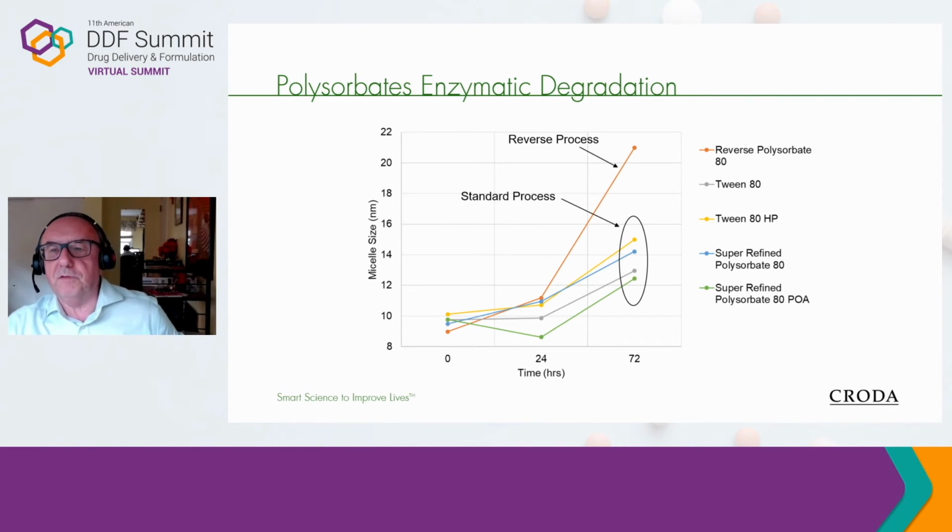In a comparable study of polysorbate level and lipase concentration over 3 days, we can see that micelle size of the polysorbate does change and actually increases with polysorbate degradation. This effect is also most marked with the reverse polysorbates, where the micelle increase is approximately double that of the standard process polysorbate 80.